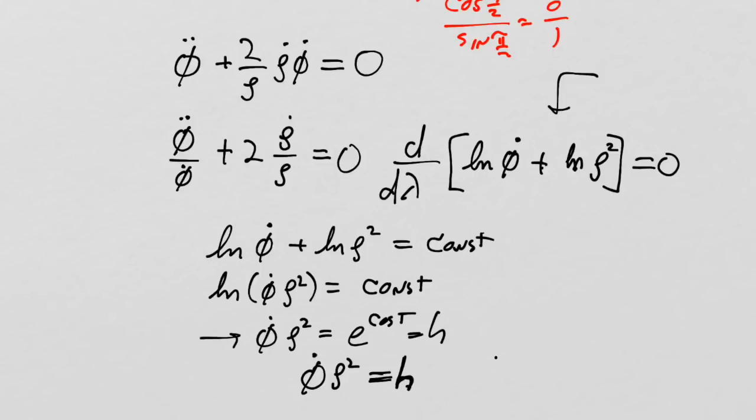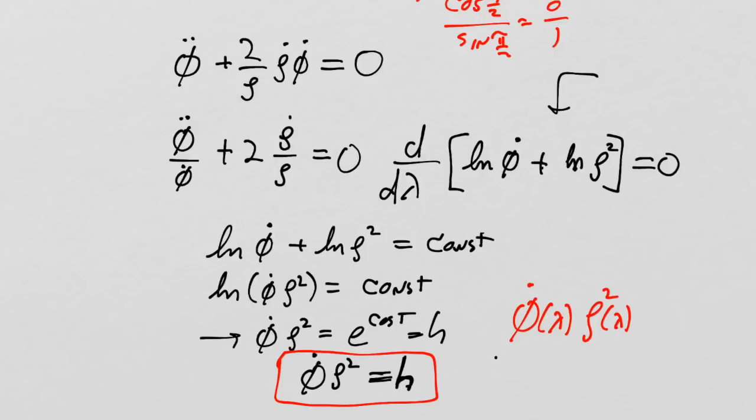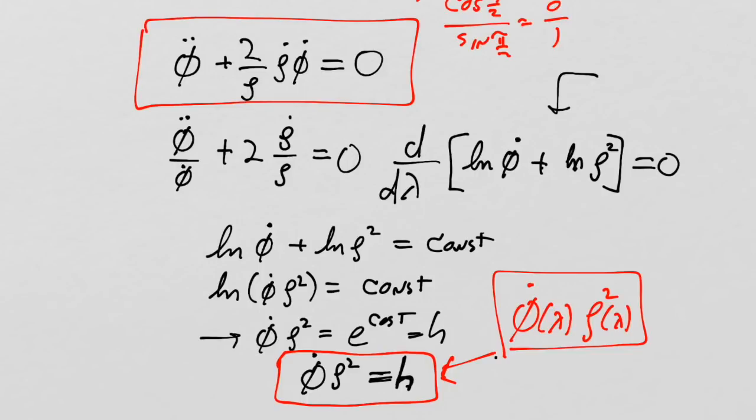So this is an important fact. This is called a constant of the motion. That is this product. Understanding what this means literally is that phi and rho are functions of lambda, right? So phi as a function of lambda, its first derivative with respect to lambda, times rho, which is a function of lambda, squared, that product is always going to equal h, and that's going to help us a lot. So that's a full exploitation of this geodesic equation.